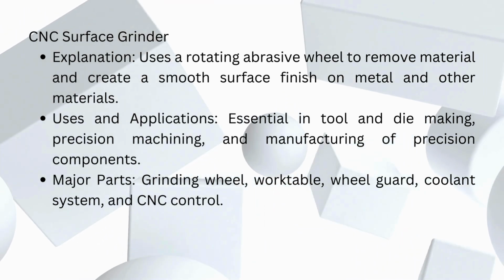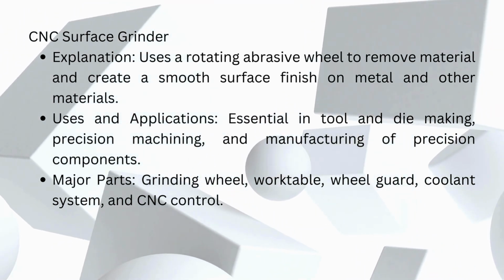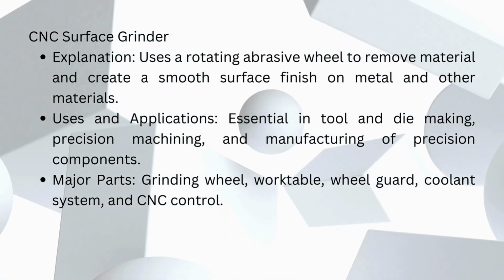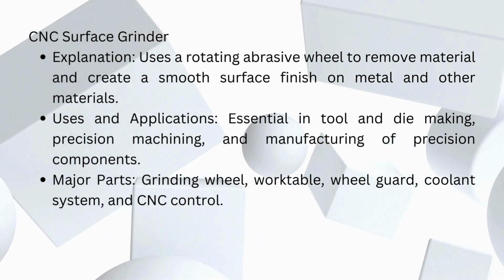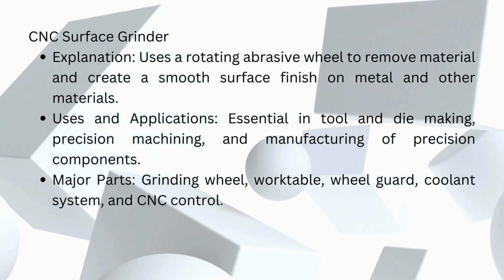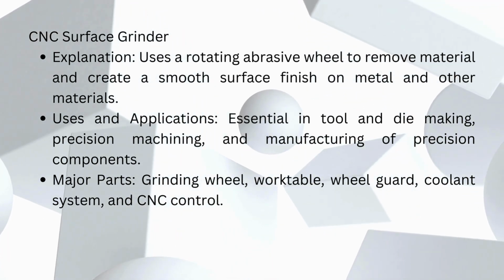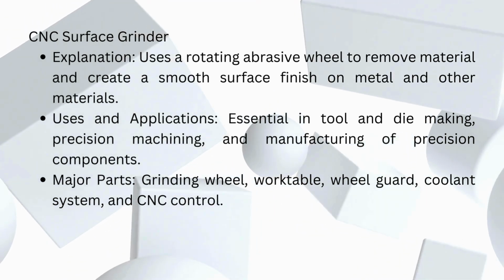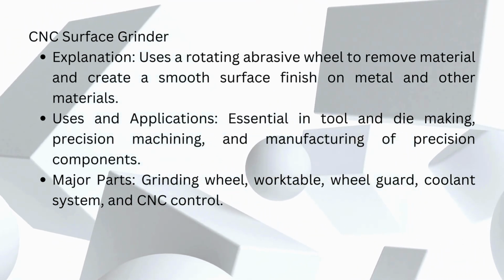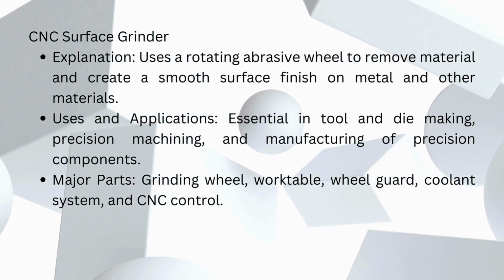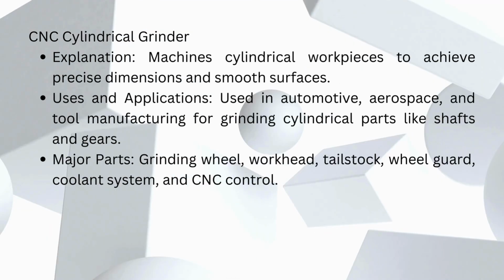CNC surface grinder. Explanation: uses a rotating abrasive wheel to remove material and create a smooth surface finish on metal and other materials. Uses and applications: essential in tool and die making, precision machining, and manufacturing of precision components. Major parts: grinding wheel, work table, wheel guard, coolant system, and CNC control.